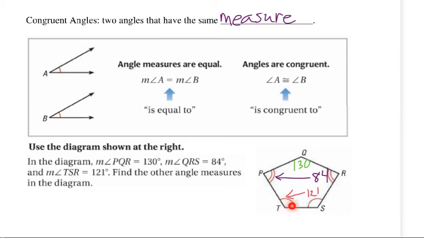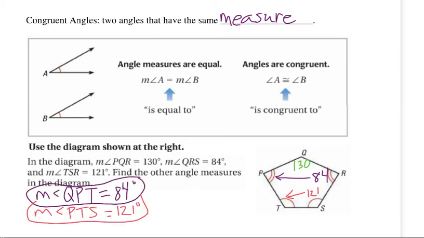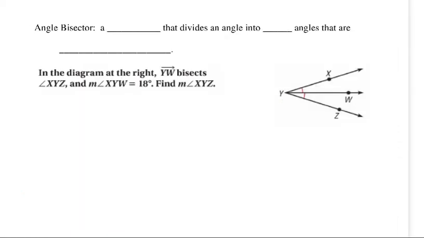So an angle bisector is very similar to a segment bisector, and we have a ray that divides an angle into two angles that are congruent. We will also fill out one of our note cards for this definition. So in our picture over here on the right, if ray YW bisects angle XYZ, then we know that angle XYW is congruent to angle WYZ.